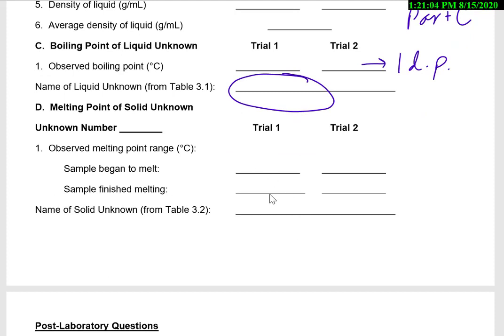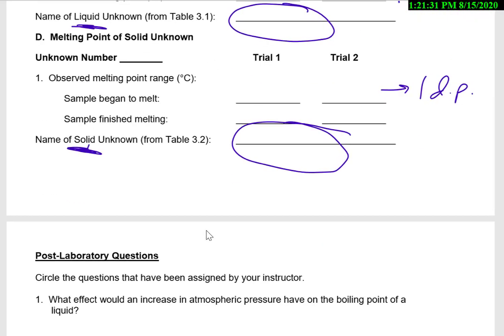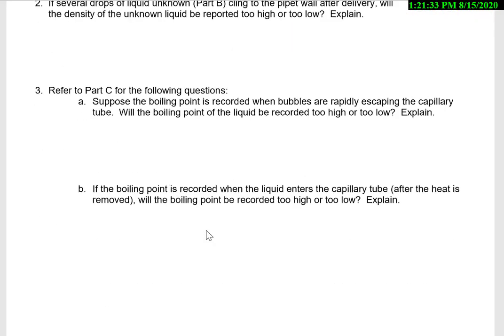Part D, your melting point, always is given as a range. So you'll have a value where it starts to liquefy and then a value where it completely liquefies. So when reading a thermometer, again, make sure that you are taking these to 1 decimal place, and then you'll go identify who your solid unknown is. So this is solid, and up here is your liquid. And then you'll answer all of the post-lab questions.